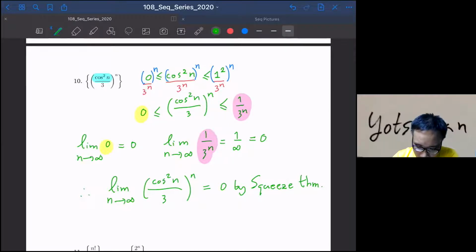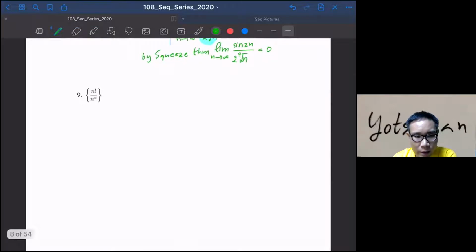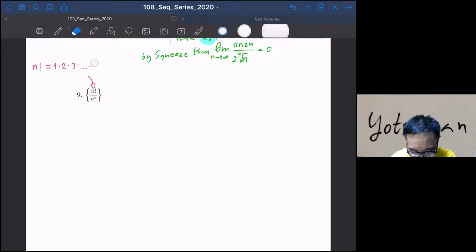Okay, so the next one is going to be the sequence that involves n factorial. So for n factorial over n to the n, let us recall the definition of factorial a little bit. When you have n factorial, it means that you have 1 times 2 times 3 up until n.